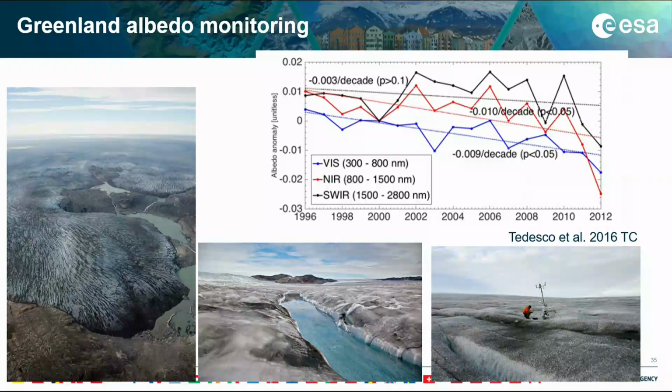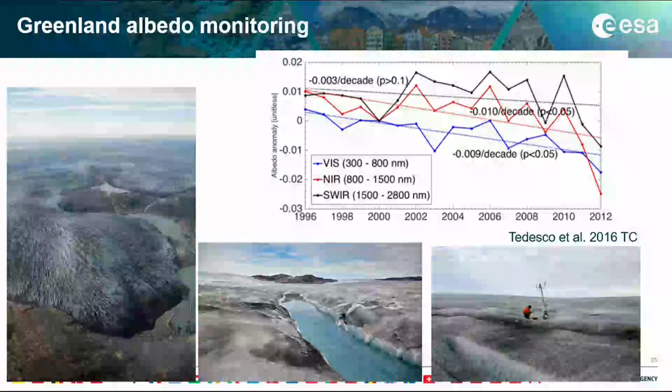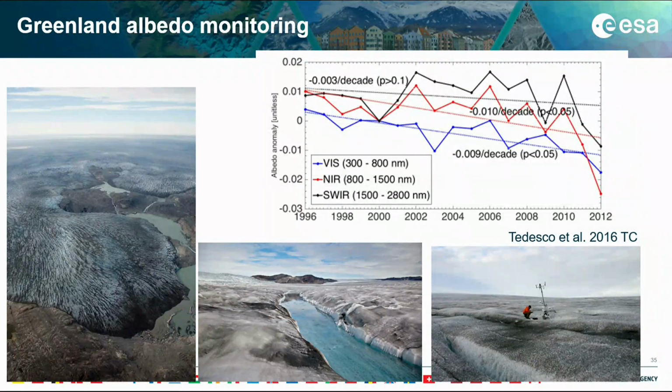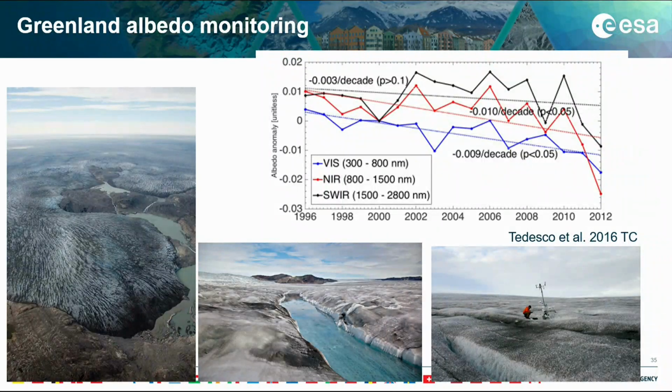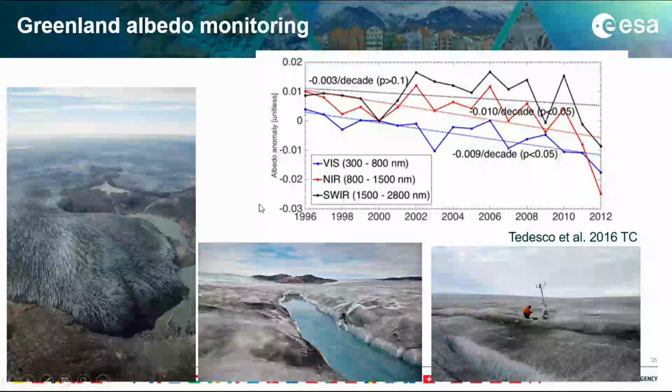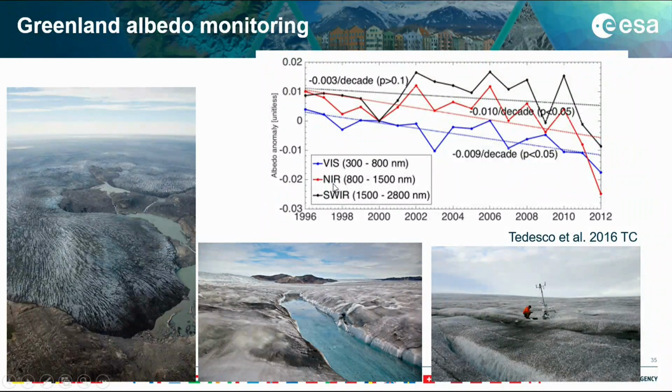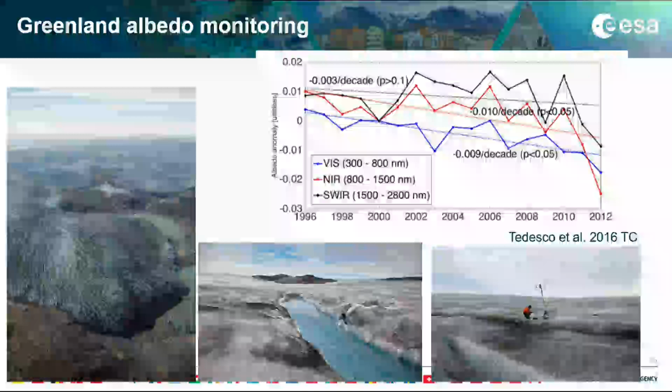And we can also calculate the albedo at different wavelengths. So if we are interested only in the visible part of the albedo, we can use only those data, or the near infrared or the shortwave infrared part. So if we know, for example, that the shortwave infrared and the near infrared are influenced by the grain size, and we see a negative trend here, it means that the grain size is getting larger through time.